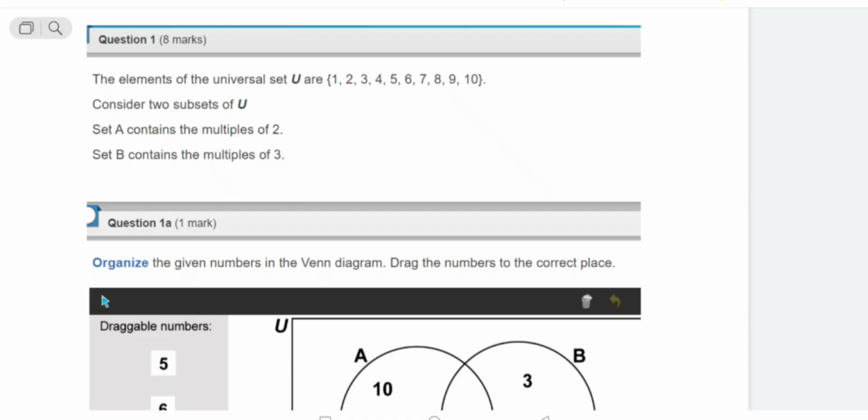So let's see. Concentrate, inshallah, you will understand fully. Question number 1. The elements of the universal set. There is a universal set U, and it has the subsets, subset A and subset B. So what is subset A? The multiples of 2. Subset B, the multiples of 3.